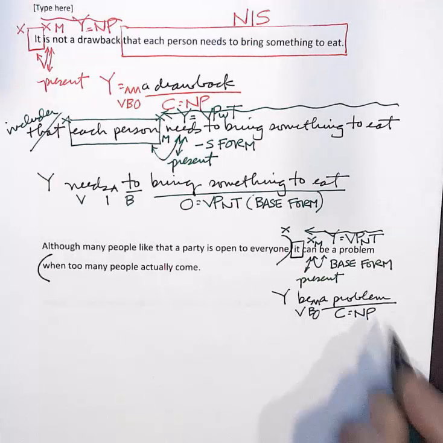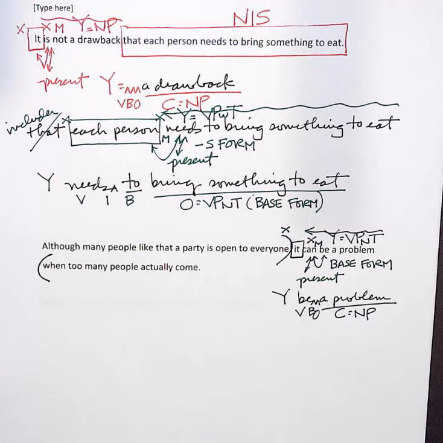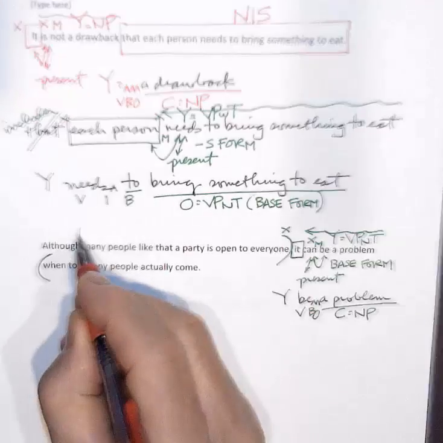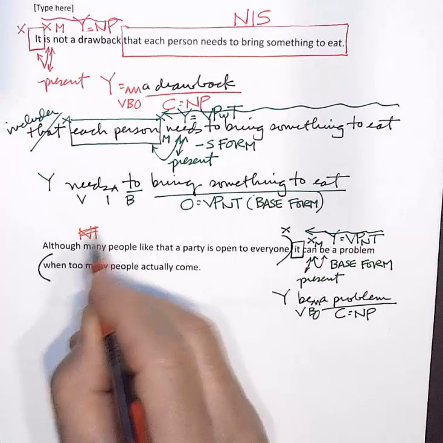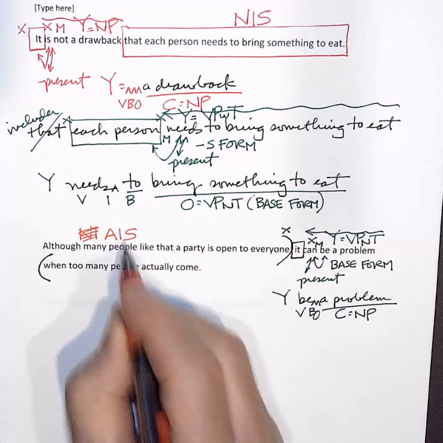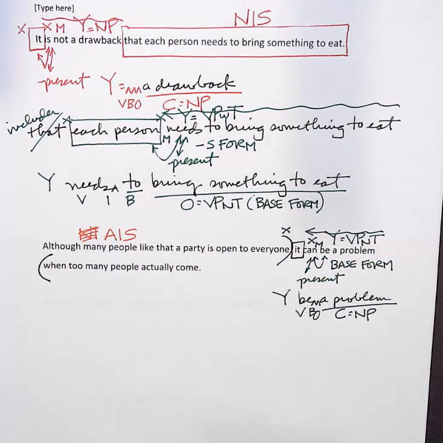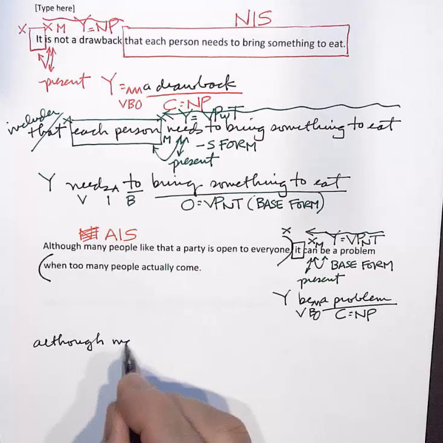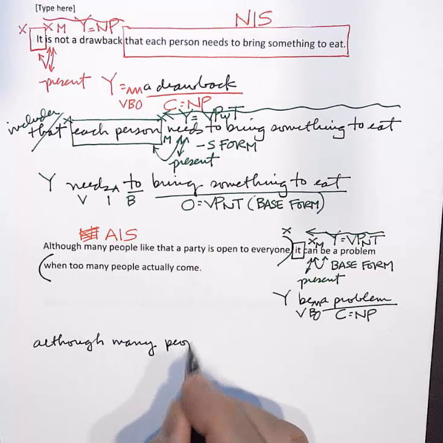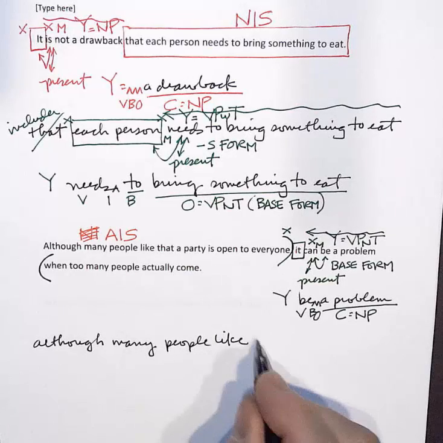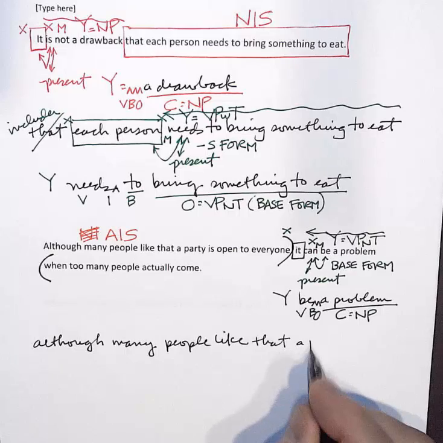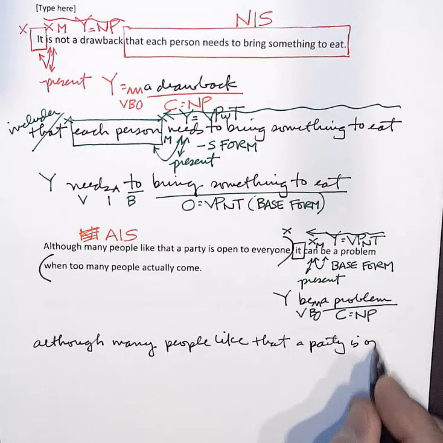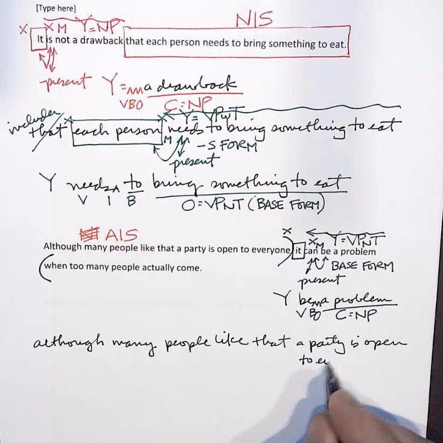It's a noun phrase. Now, if we have two shifters, we can take a look at both of them. Let's take a look at this first one. It's a shifter, an adverbial included sentence. So let's start with that. Although many people like that a party is open to everyone. Okay, this is a little bit long.